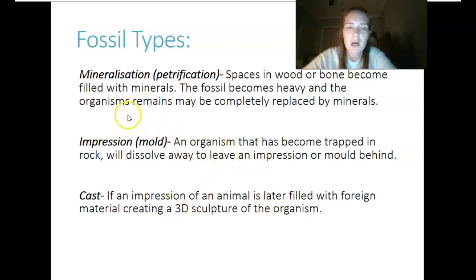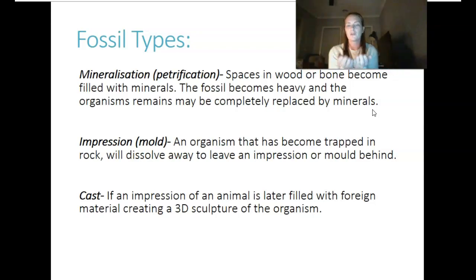So fossil types that we will encounter: mineralization or petrification. This is where spaces in wood or bone become filled with minerals. The fossil becomes heavy and the organism's remains may be completely replaced by minerals. So mineralization or petrification results in a fossil that is quite heavy.